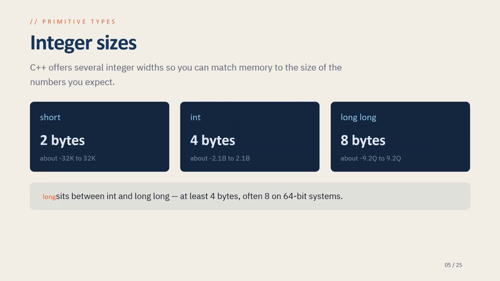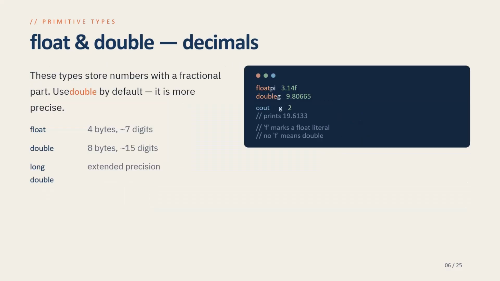Next is integer sizes. C++ provides different integer types depending on the amount of memory and the range required. Short uses less memory and is suitable for smaller numbers. Int is the most commonly used integer type. Long can store much larger values. As programmers, we should always select a type that is appropriate for the expected range of values, balancing memory usage and application requirements.